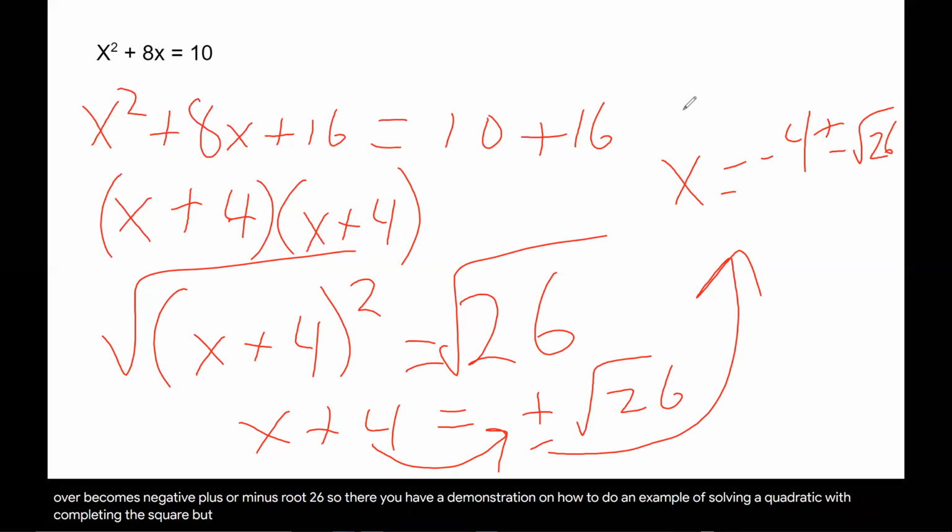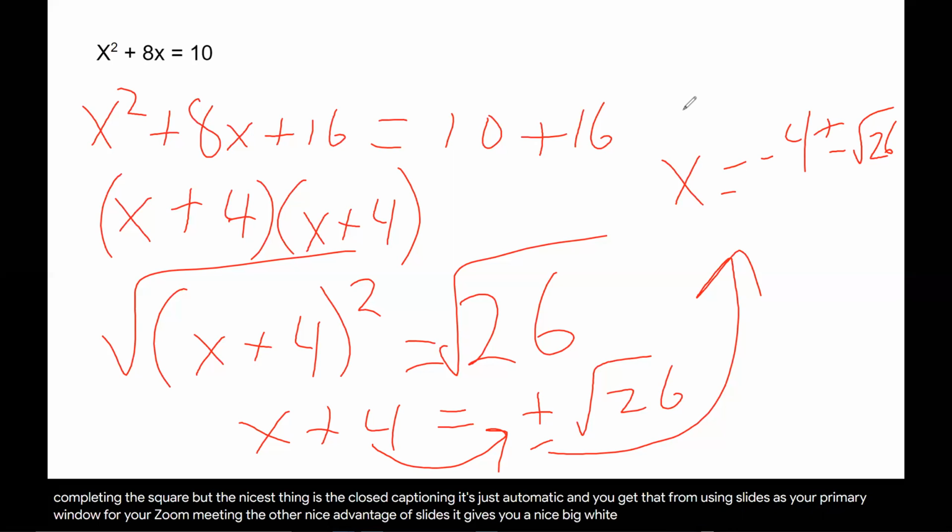But the nicest thing is the closed captioning is just automatic. And you get that from using Slides as your primary window for your Zoom meeting. The other nice advantage of Slides, it gives you a nice big white space to work the problems. The annotate features are pretty nice.